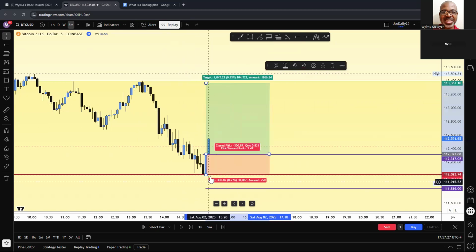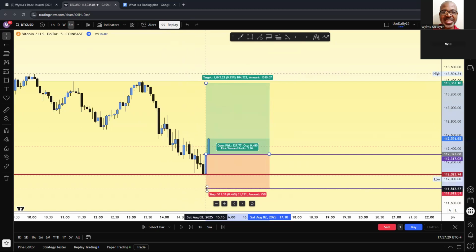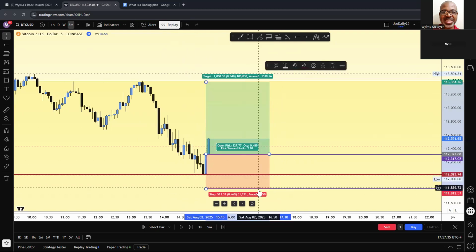So this would be a 1 to 2. Let's say this was a 1 to 2, right? So this is your stop loss down here. You do the trade right here. And you're shooting for a 1 to 2. Okay, let's click play.